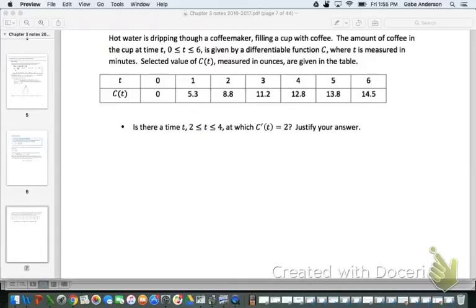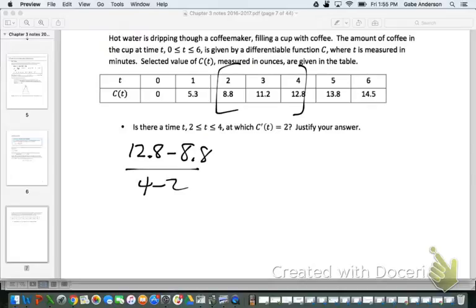Give it a go. Since we're talking about this interval from 2 to 4, why not say 12.8 minus 8.8 over 4 minus 2? That's the endpoints of the interval, right? Kind of like what we did with Noah and all the other speeders yesterday. So we say, all right, well, 12.8 minus 8.8, this equals 4 over 2. Also known as, wow, look at that. So we have found that on the interval from 2 to 4, the average slope is 2.